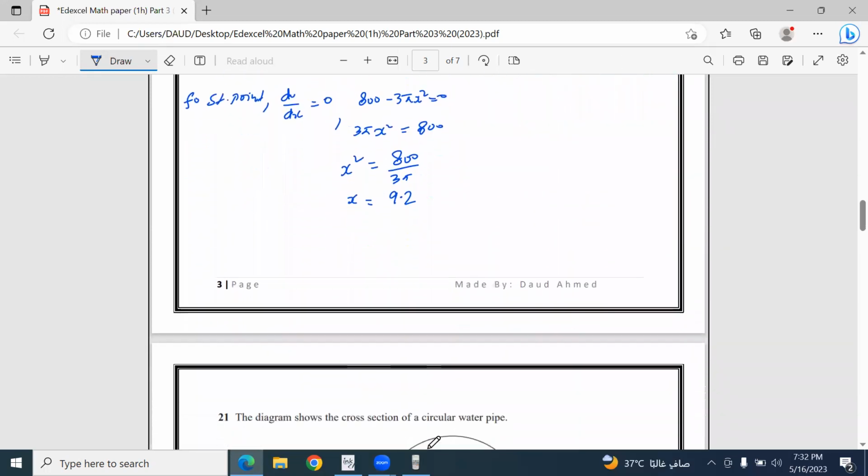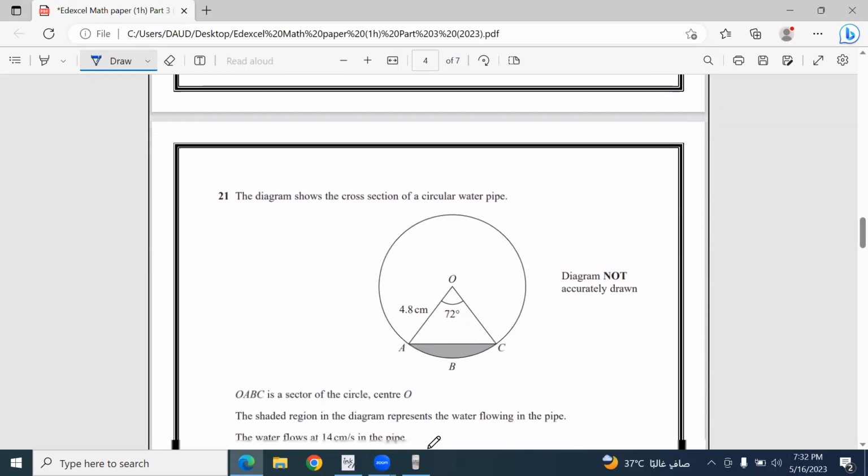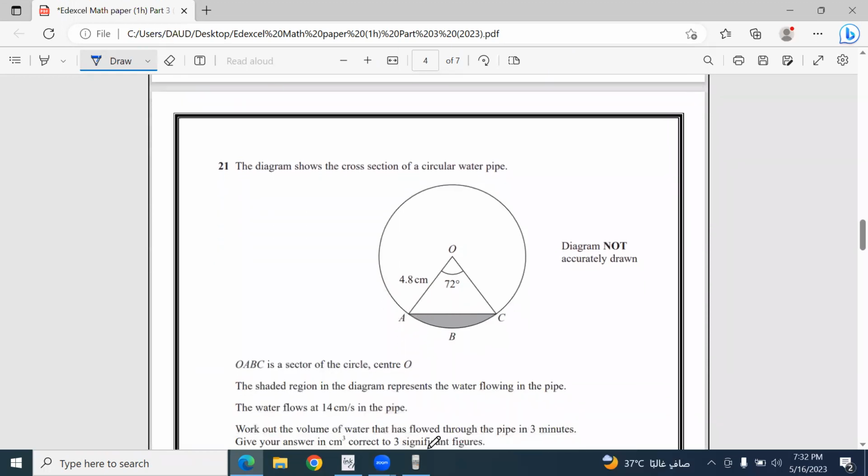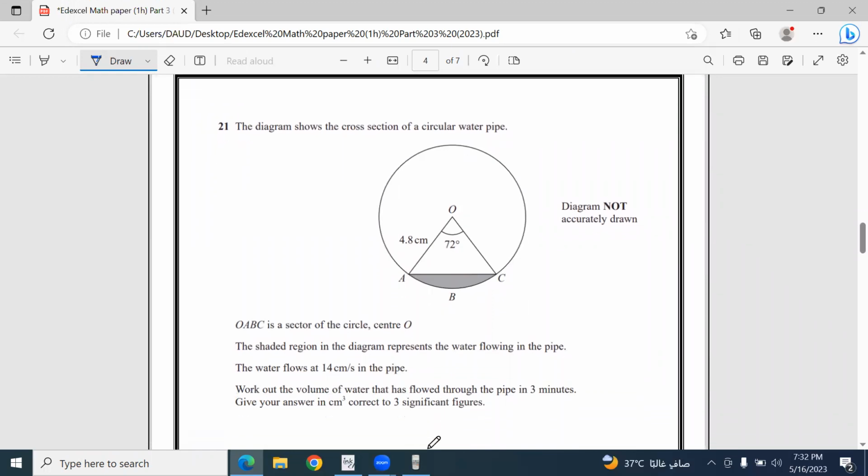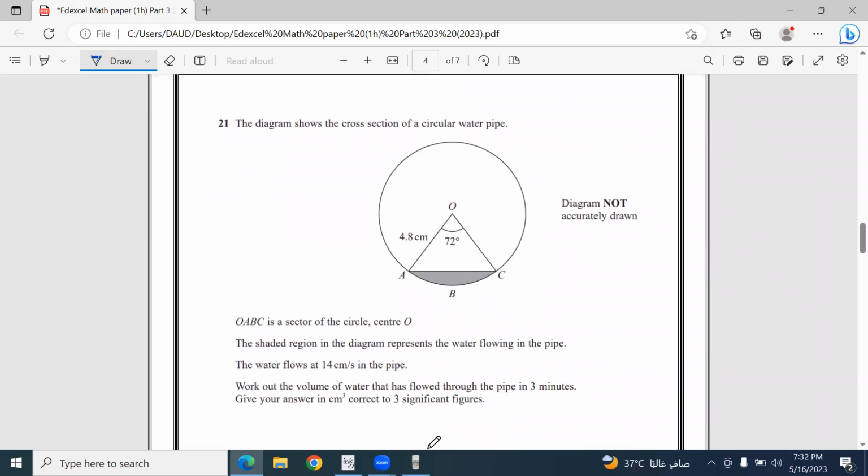The next question is 21. In question 21, the diagram shows the cross section of a circular water pipe, and OABC is a sector of the circle with center O. The shaded region in the diagram represents the water flowing in the pipe. So we will try to find this shaded part.